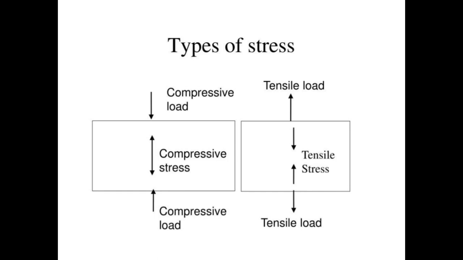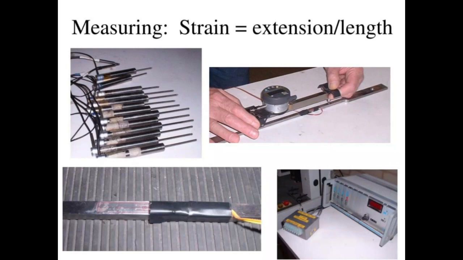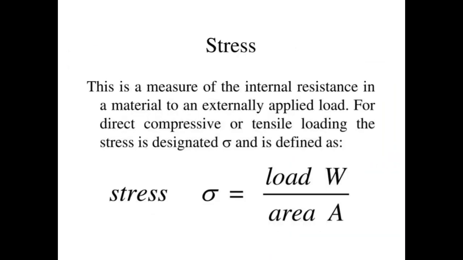These are the different types of stresses. First one is compressive and second one is tensile. We already clearly stated what is compressive and what is tensile, right? These are some of the measurings of strain. I already told you that stress is the internal resistance in a material due to external applied load.